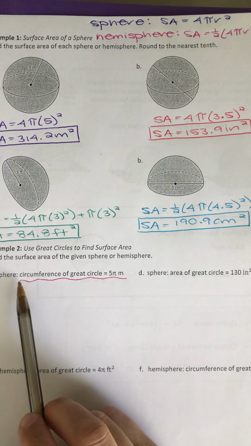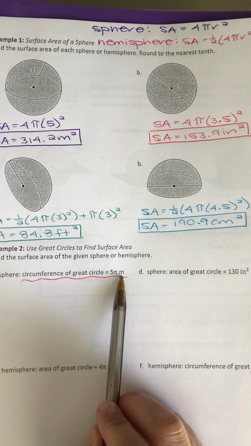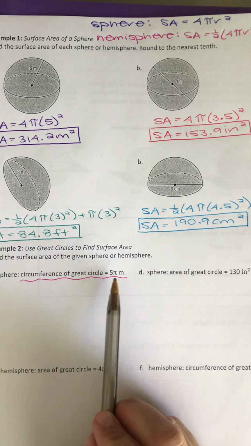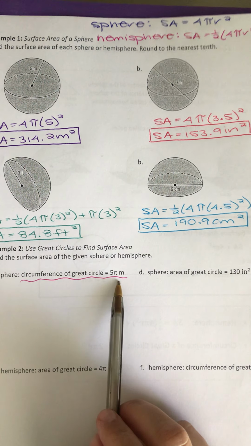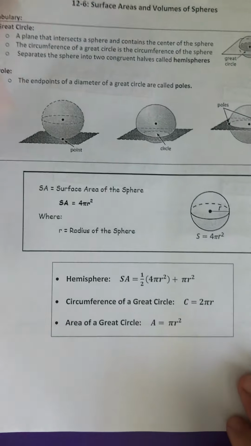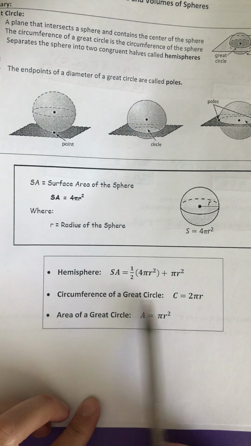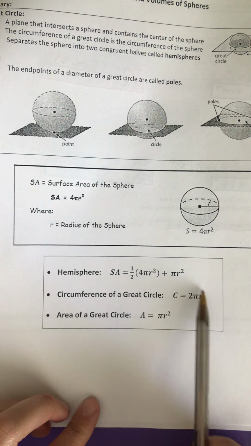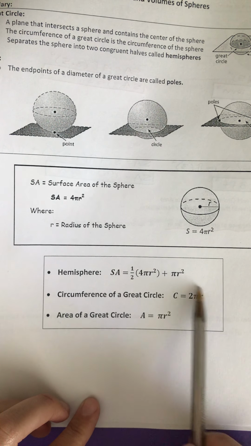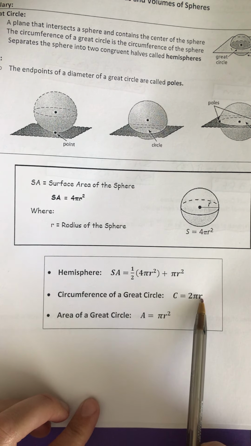It tells me that the circumference of the great circle is 5 pi meters. So I have to use this information to find what r is in order to plug it back in here. So if we go back to the front, this is where we're going to use that circumference of a great circle and area of a great circle. So 2 pi r is my circumference of the great circle. So I'm going to set 2 pi r equal to 5 pi.